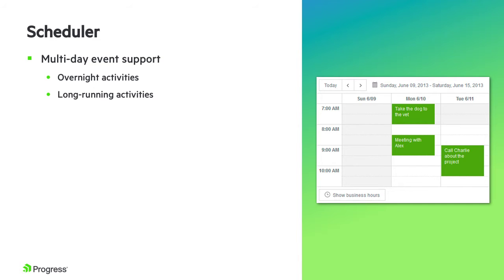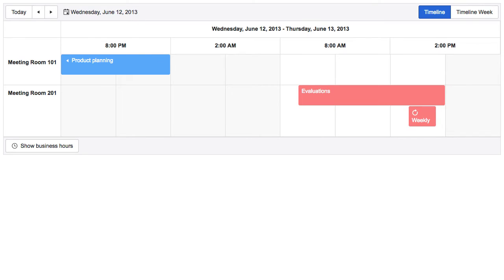Let's switch over to the scheduler. This is a very popular widget because it provides a great user experience for event planning and coordination. It's responsive, flexible, and provides a wide variety of features. In the R3 2017 release, we've improved the scheduler by allowing events to span across days in the timeline view. This is super useful in scenarios where events might occur overnight or over a long period of time.